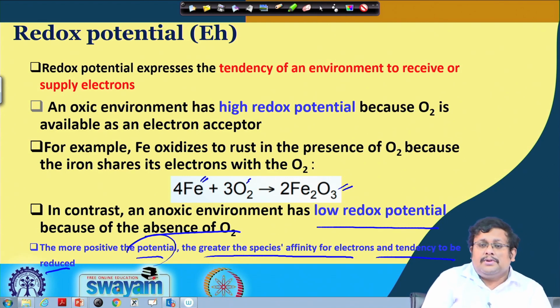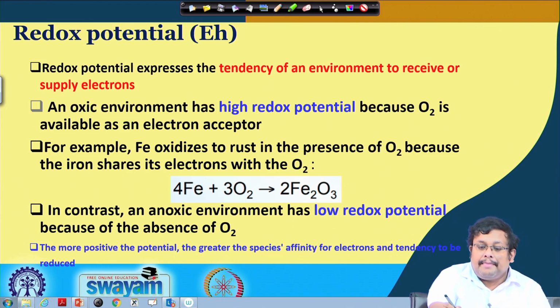So, high redox potential means this environment has more tendency to get reduced by accepting electrons. Okay.